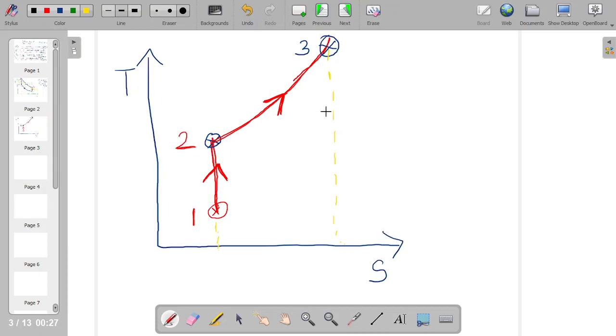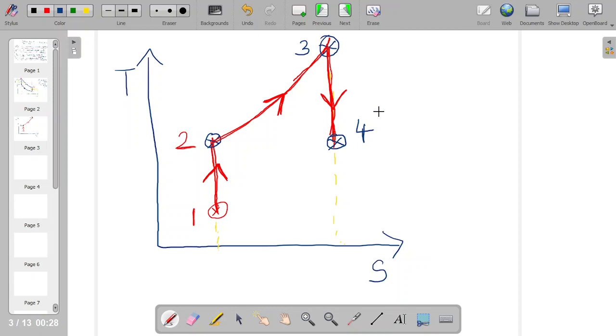So this third one is just the opposite of the first one. So we have to draw like that. It's a vertical line coming down in this direction. So this is 3 to 4. And our 4 will be somewhere here, at a higher temperature than 1.